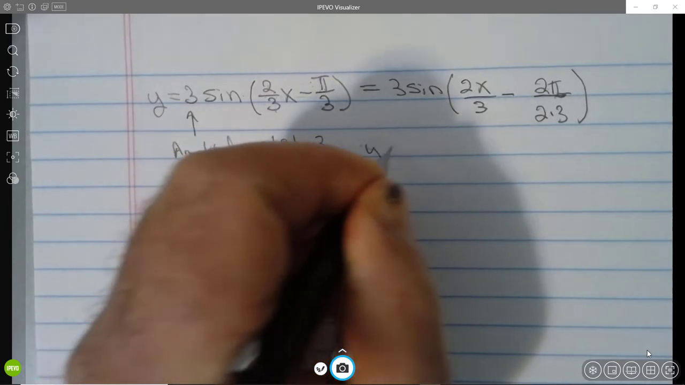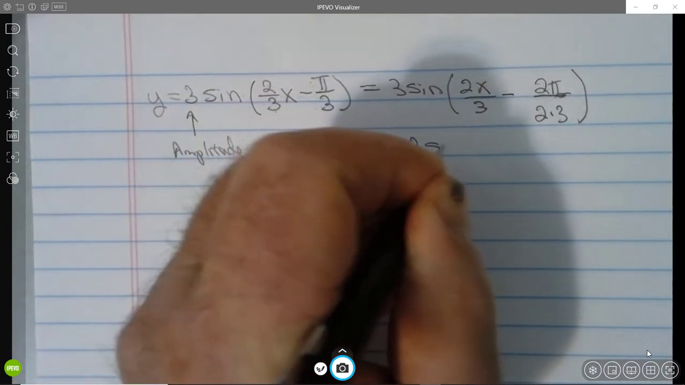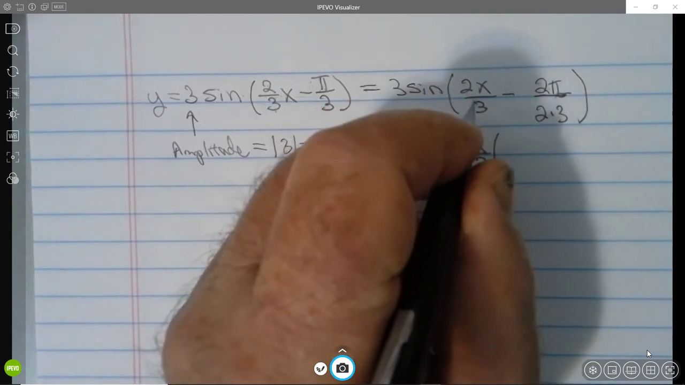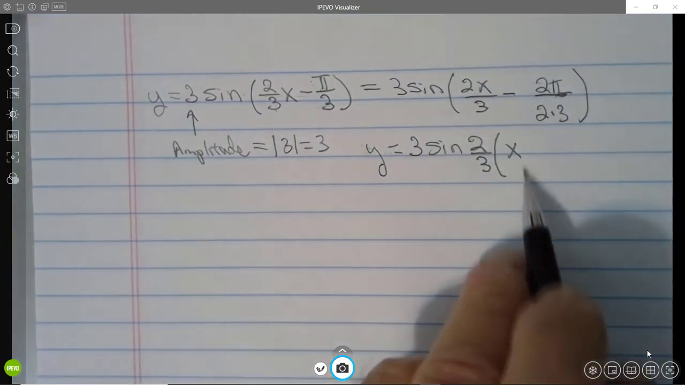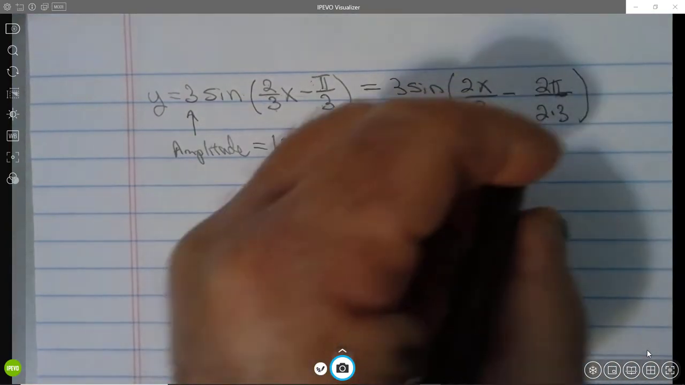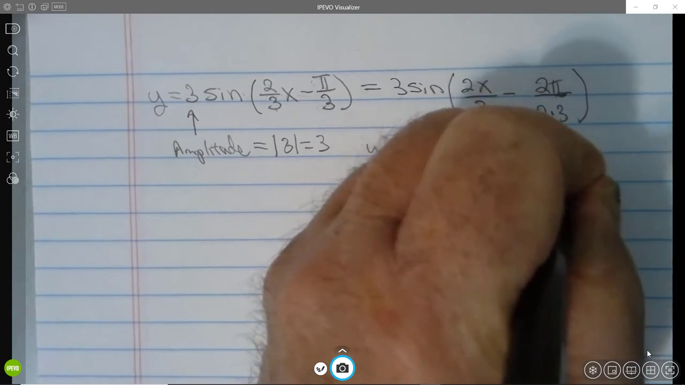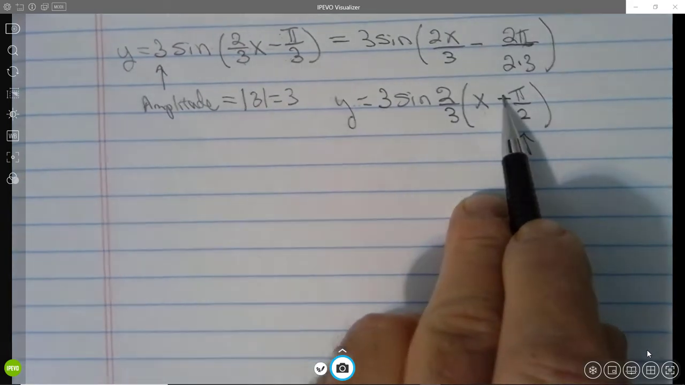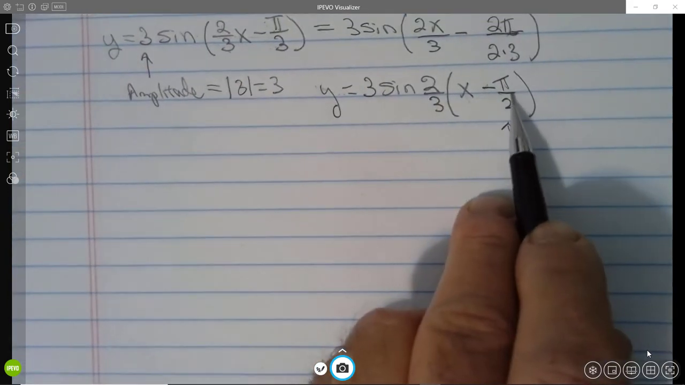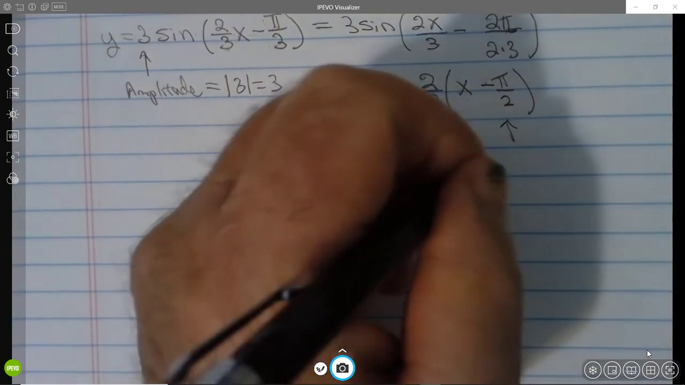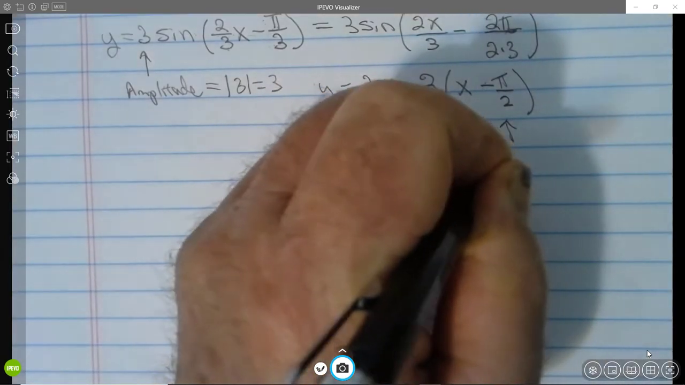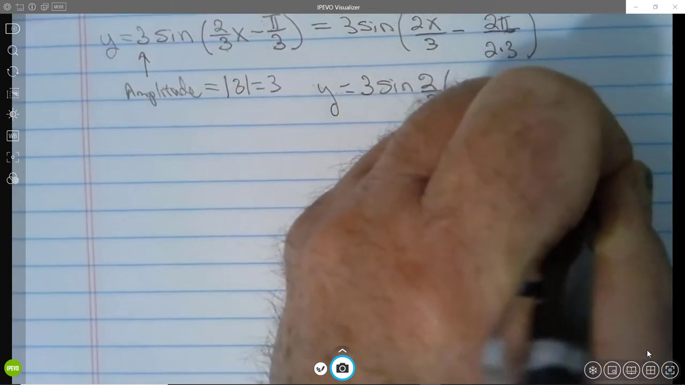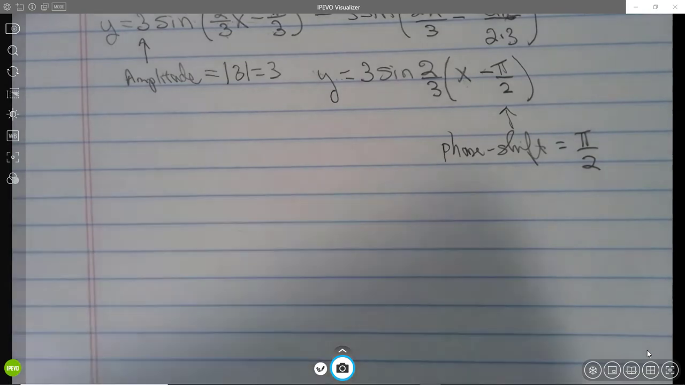So my function, y, is equal to 3 sine, take the 2/3 out, and then 2/3 times x is 2/3 x, so just x left here. I'm taking the 2/3 out, and I'm left with pi over 2. Now that pi over 2 is my phase shift. So you need a minus to read it. If this were a plus, we'd say the phase shift is a minus pi over 2. So the phase shift in this case is pi over 2.